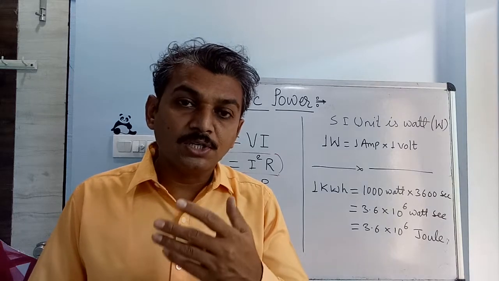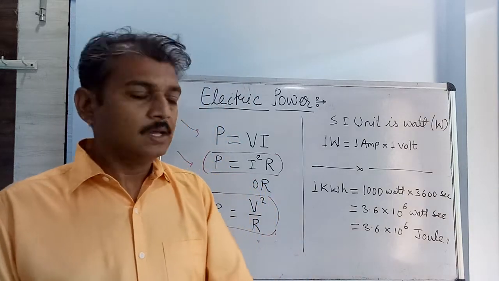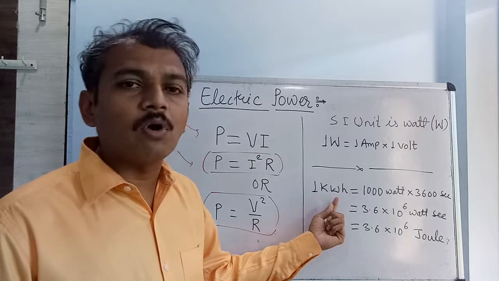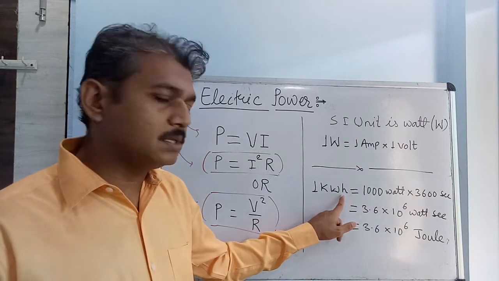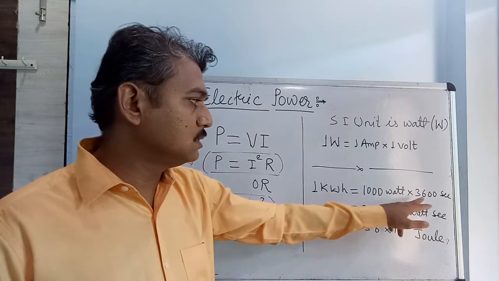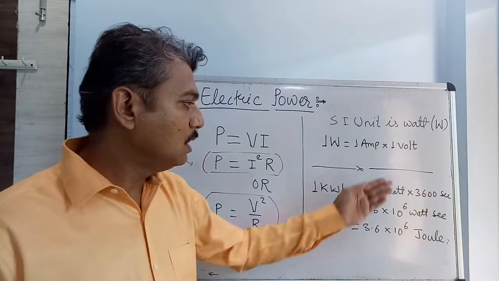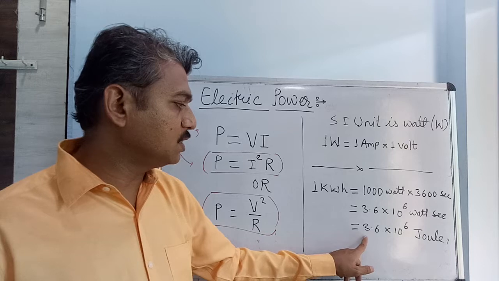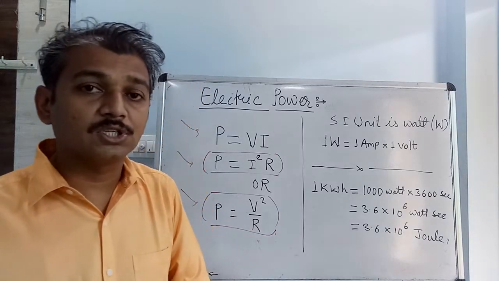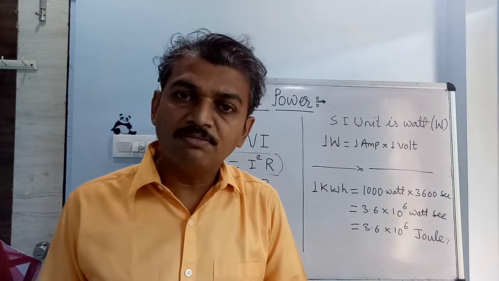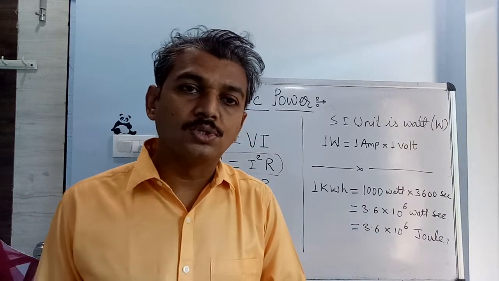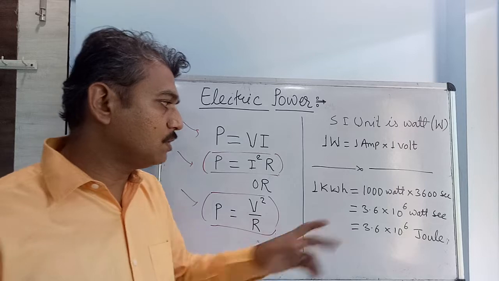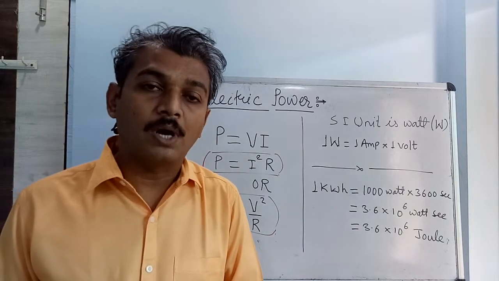A commercial unit was introduced, that was 1 kilowatt hour. You know, kilo means 1000 and hour is converted here into seconds as 3600 seconds. If we calculate here, we get 3.6 into 10 raised to the power 6 joules. Energy we are calculating, that's why the final unit is in joules. So this is a commercial unit of measuring power.